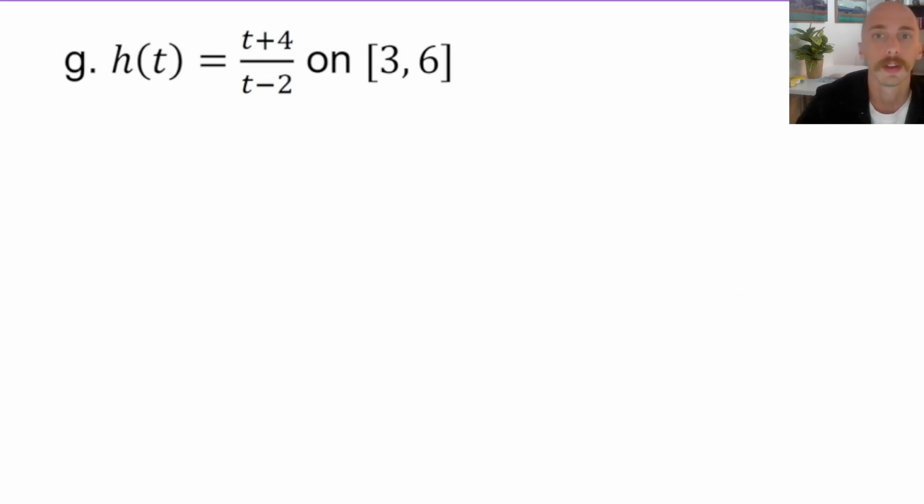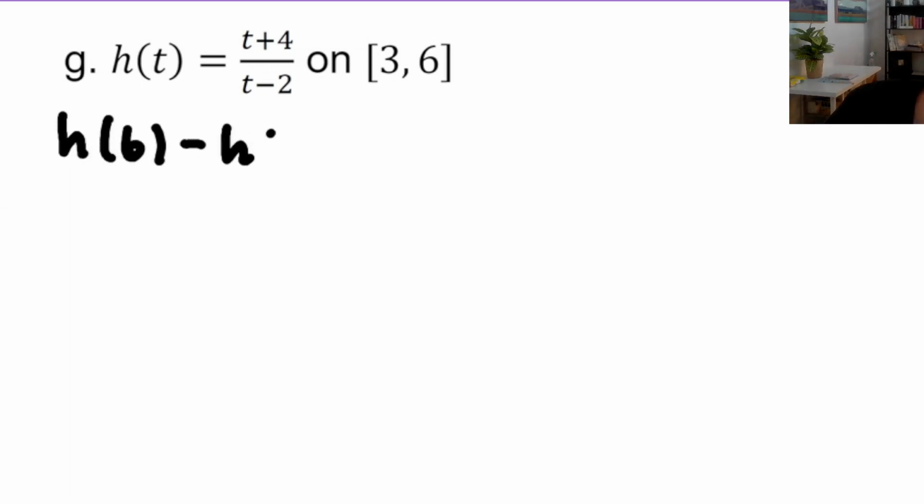H of t is the kind of function we're going to study in depth in a couple of chapters here. So t plus 4 over t minus 2 on 3 to 6, so h of 6 minus h of 3 divided by 6 minus 3.